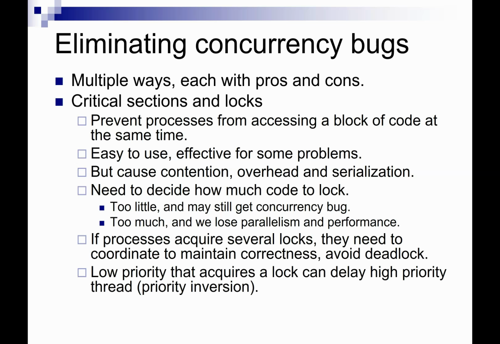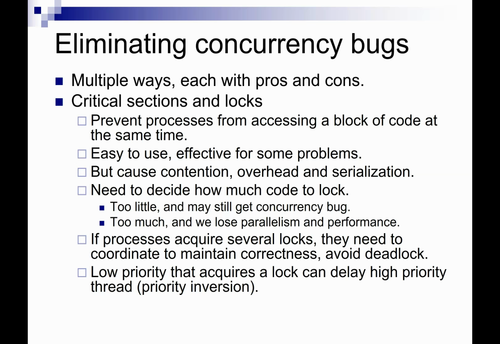Some other issues with these are that if you have several processes, and we saw last time an example with two processes trying to get locks on two resources, if they don't do it the right way, they can actually deadlock, meaning they're both stuck forever. So when you try to get multiple locks, you need to have some way of regimenting these processes so that they don't deadlock.